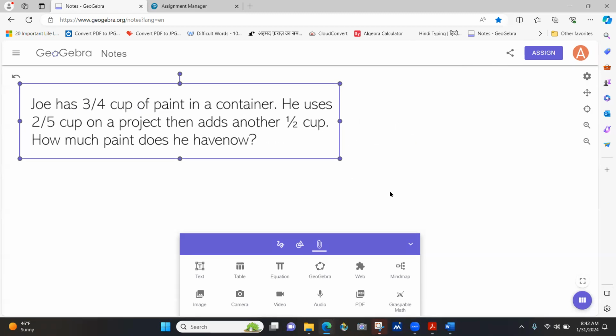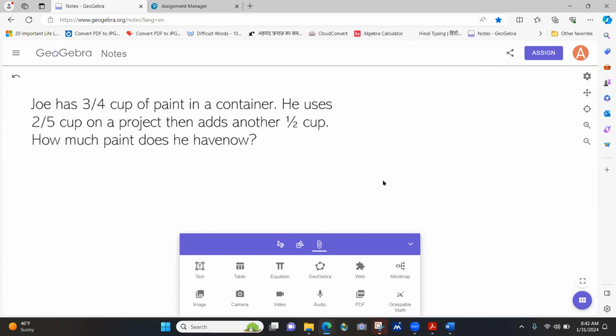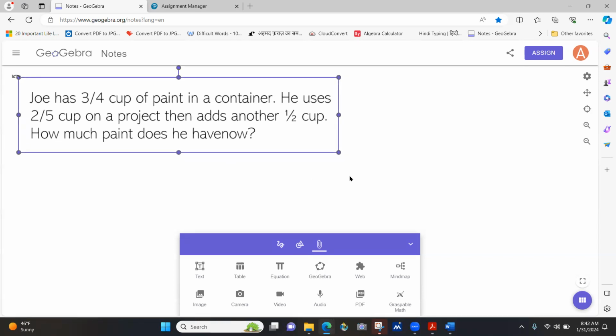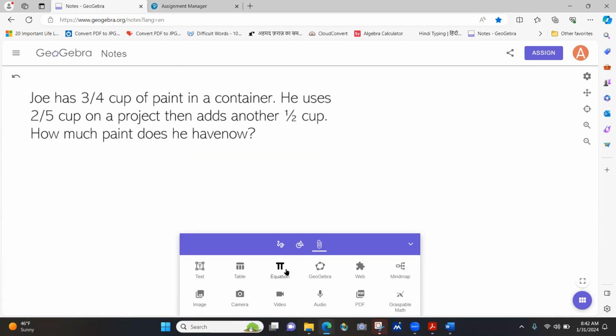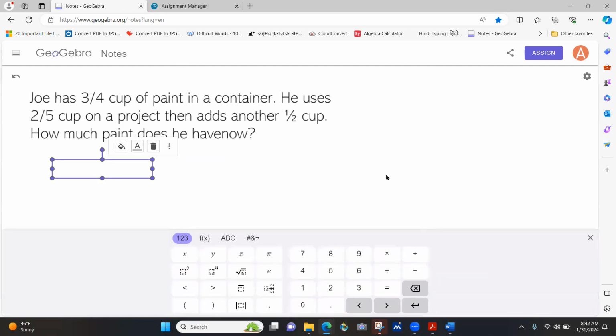Moving on to the next problem. Joe has 3/4 cup of paint in a container. He uses 2/5 on a project and adds half of a cup. How much paint does he have now? The way I see it, you can do it in multiple ways, right? But basically, we're going to do it as if we're adding and subtracting fractions. 3/4 minus 2/5, okay? Because he removed 2/5.